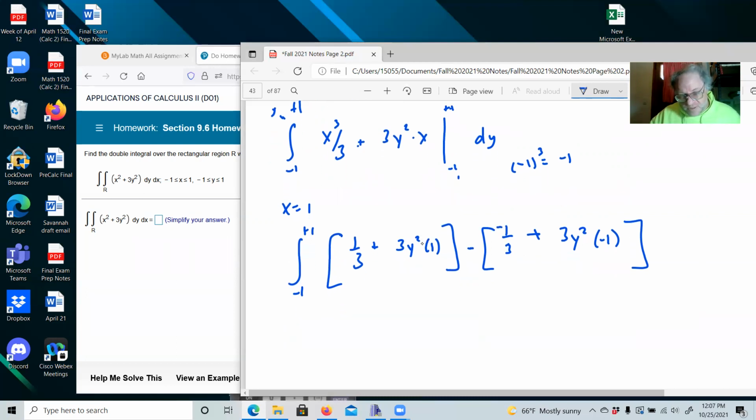Now let's have a look. -1 to +1. We have 1/3 plus 3y squared minus a minus is a plus, so plus 1/3 minus a negative is a plus, so we have plus 3y squared.